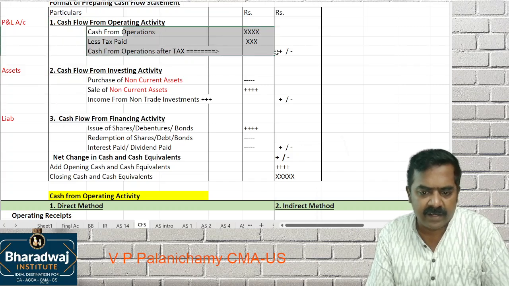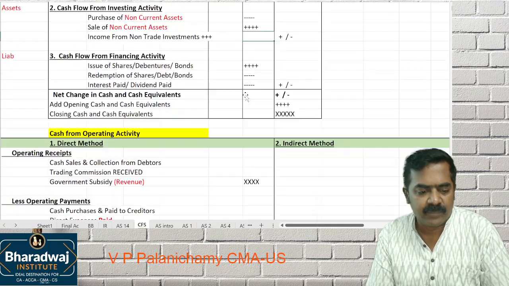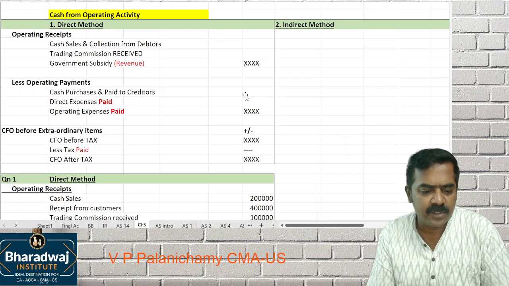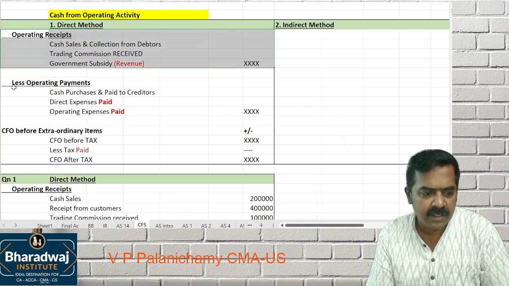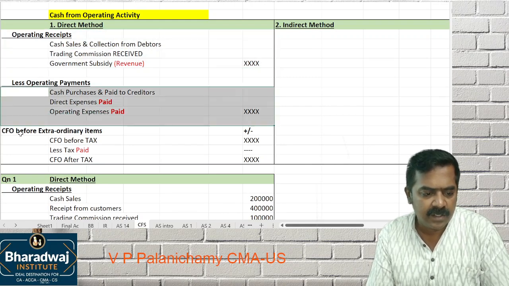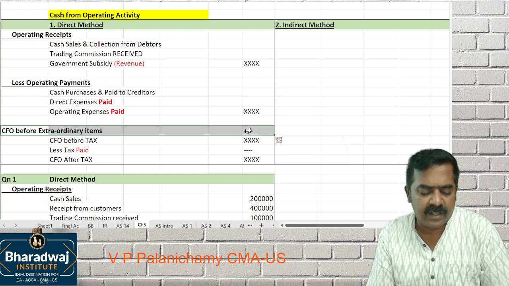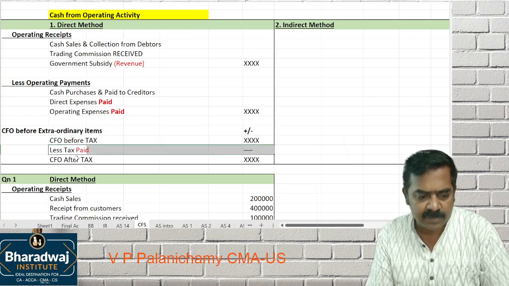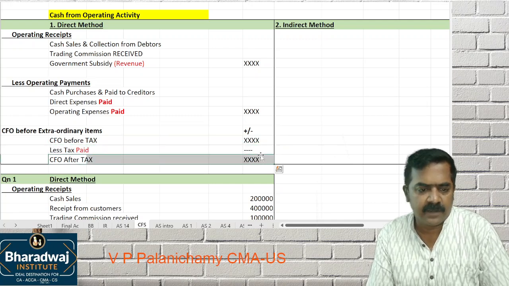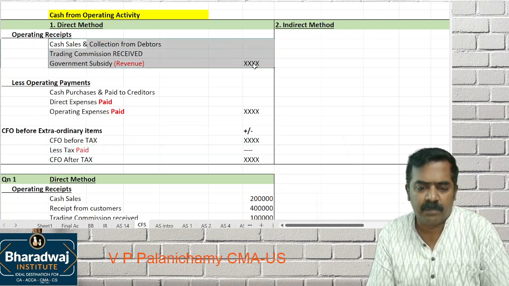Cash from operating activity alone, there are two methods of working. What are the two methods of working? One is which method? Direct method, where you take all the operating receipts minus all operating payments. You will get CFO before ordinary extraordinary items. After adjusting extraordinary item, then minus tax paid will give us what? CFO after tax.